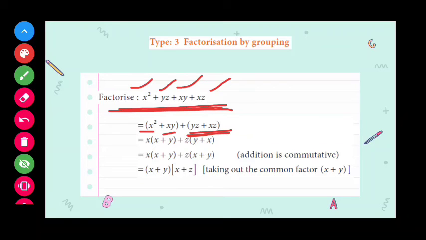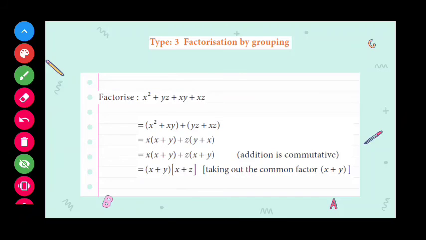Now from these two terms we can take x common outside, so x into x plus y remains. From these two terms we can take z common outside, so z into y plus x. Understood? So we get x into x plus y plus z into y plus x. This y plus x we can also write as x plus y.